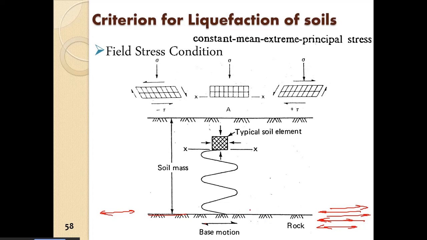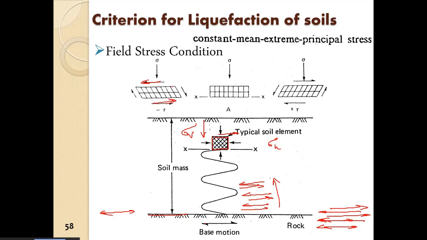Now that vibration moves as a shear wave through the soil mass. If we consider a typical soil mass here, we have the sigma V and the sigma H. Then, when there is an acceleration due to the earthquake motion, a shear stress is applied, first of all in this direction.